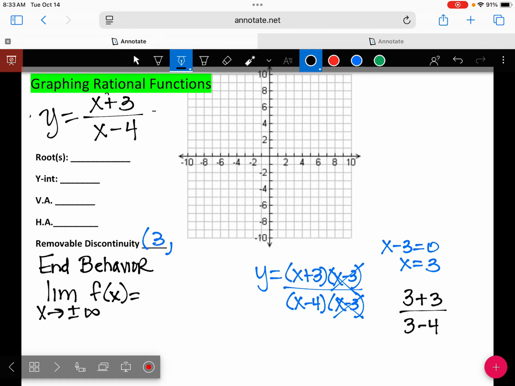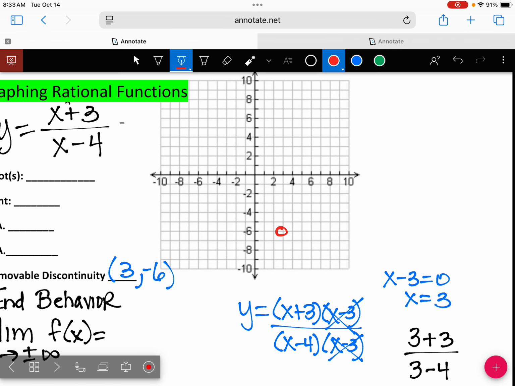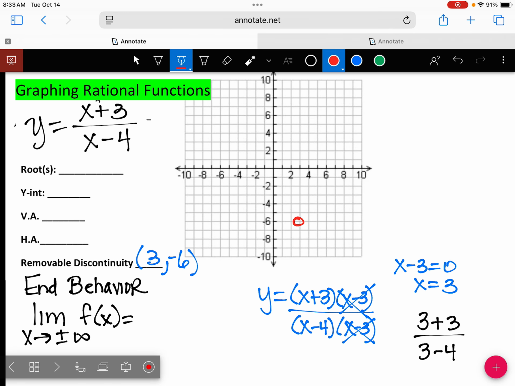All right, so we got, what did you all get, negative 6? Who got negative 6? All right, so we have 3, negative 6. So I'm going to go ahead and put an open circle at 3, negative 6. Okay. So we got that removable discontinuity.